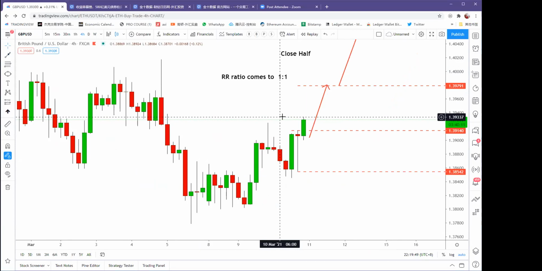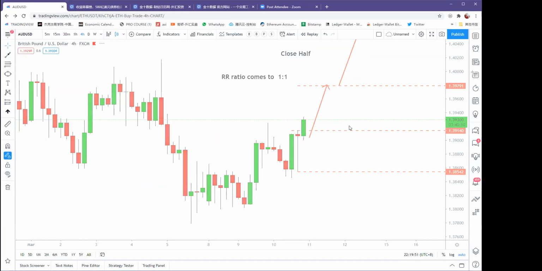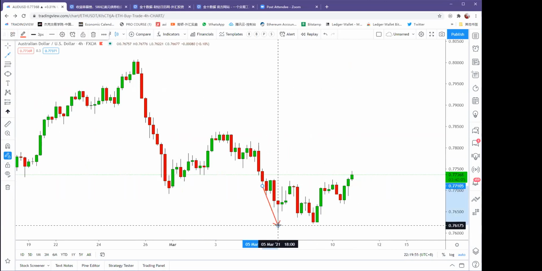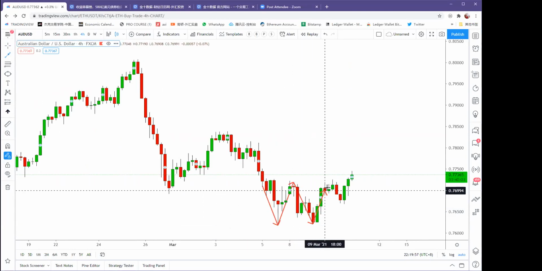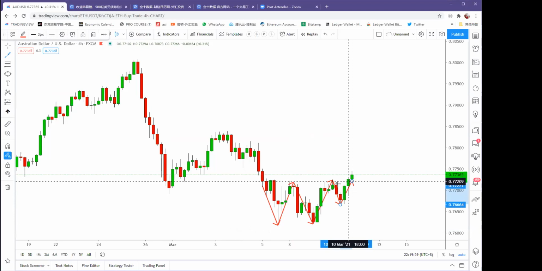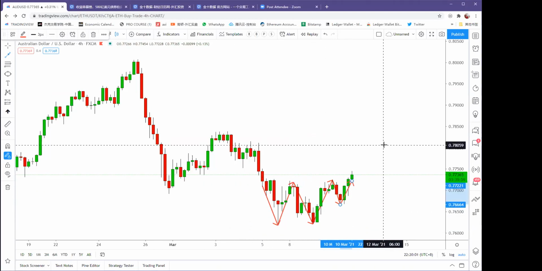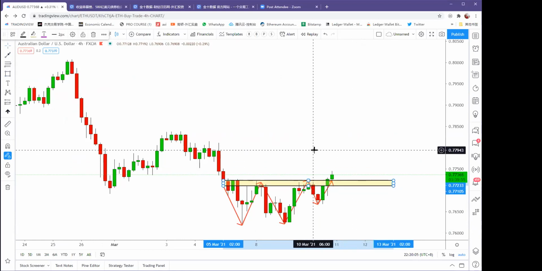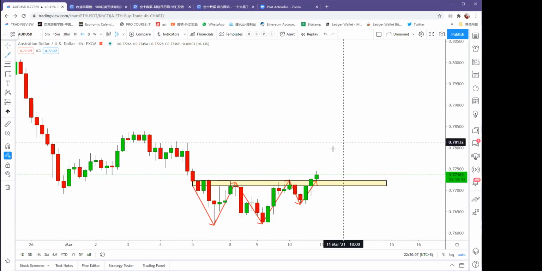And let's go to the Aussie dollar. Aussie has formed a multiple bottom here. The first bottom, second bottom. This is a small bottom here, a triple bottom here. Neckline just broken. So yeah, it's time for you to buy some Aussie right now.